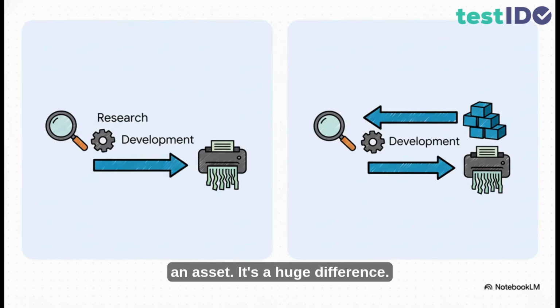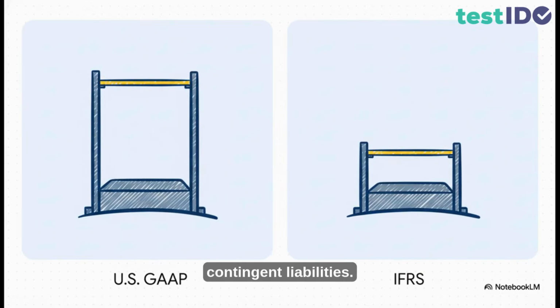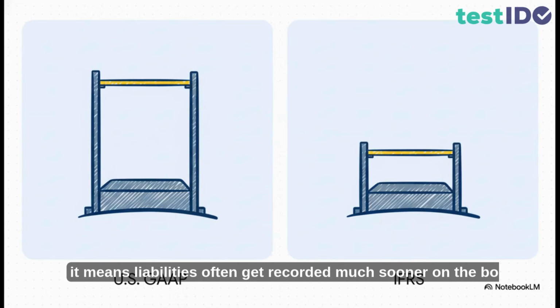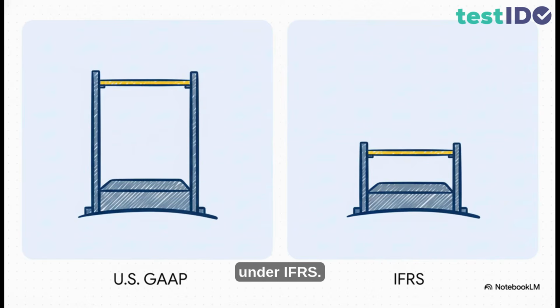It's a huge difference. And for our last quick hit, contingent liabilities. So to record a potential loss under US GAAP, the event has to be probable. And that is a really high bar. We're talking like 75 or 80% likely. IFRS uses a much lower threshold, more likely than not, which simply means over 50%. So what's the result of that? Well, it means liabilities often get recorded much sooner on the books under IFRS.